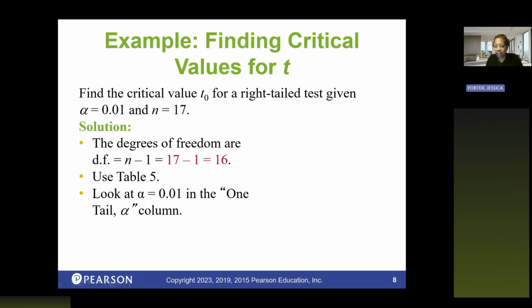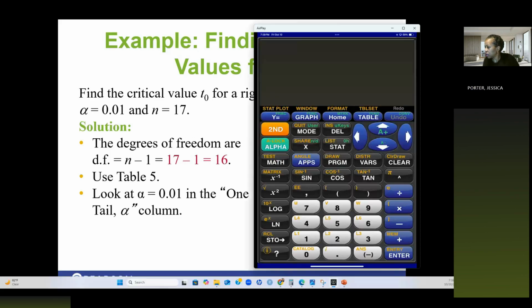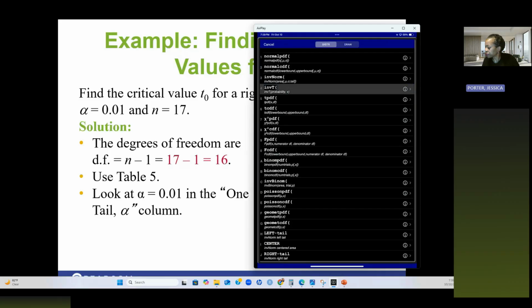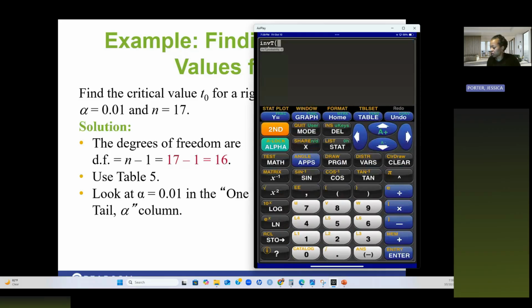In the calculator, because this is a right-tailed test, we still go to inverse t, but this is a right-tailed test. So I'm going to put 0.99, and the degrees of freedom correctly this time is 16. Enter, so 2.58.